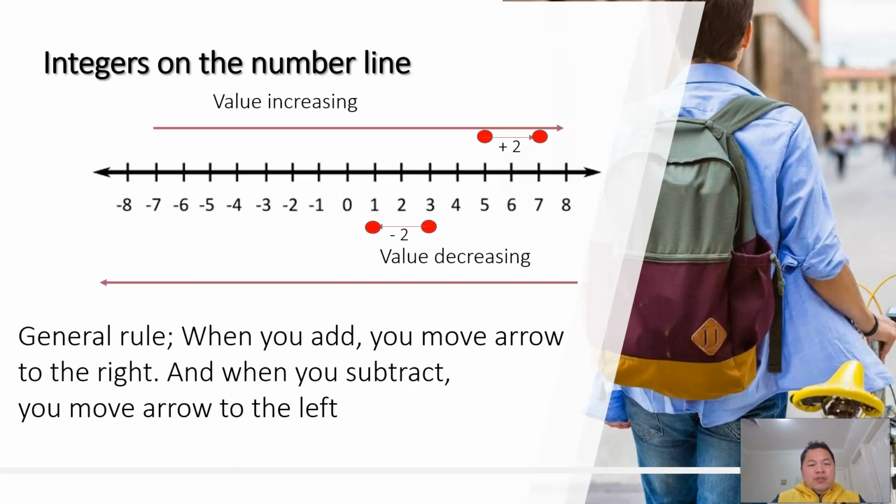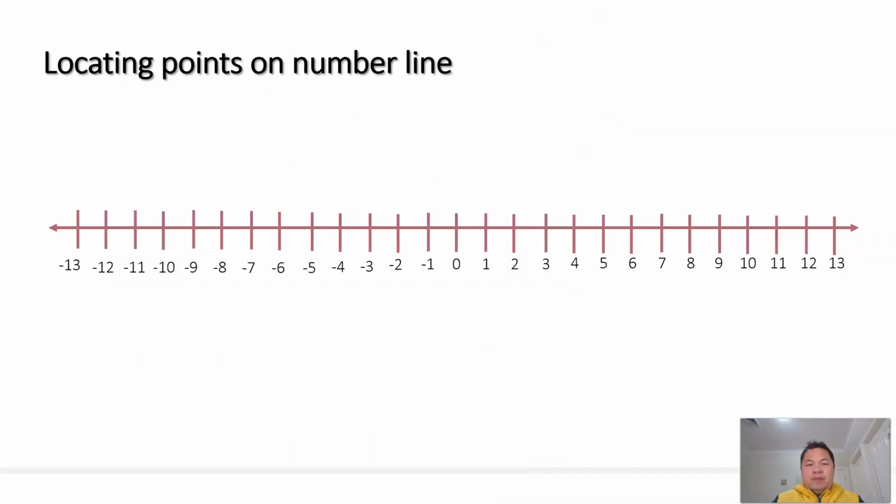So general rule, when you add, you move the arrow to the right. When you subtract, you move the arrow to the left. Just remember that basic principle.